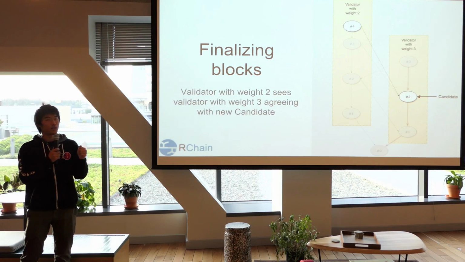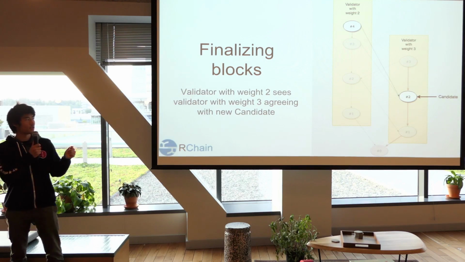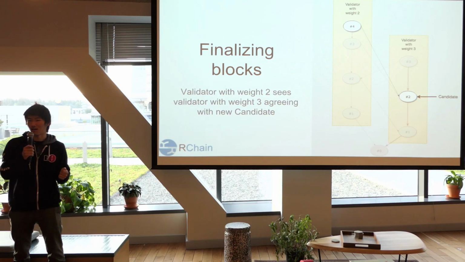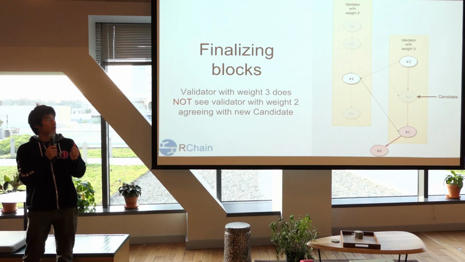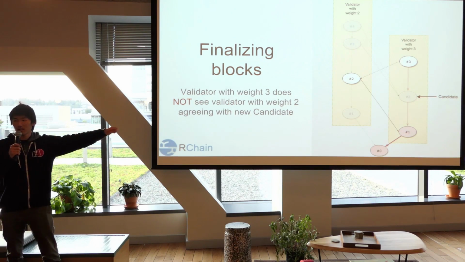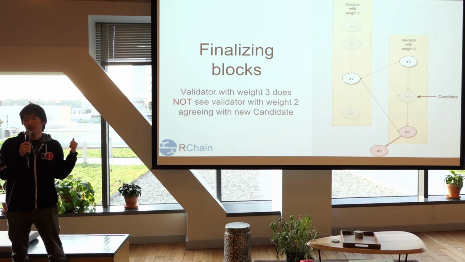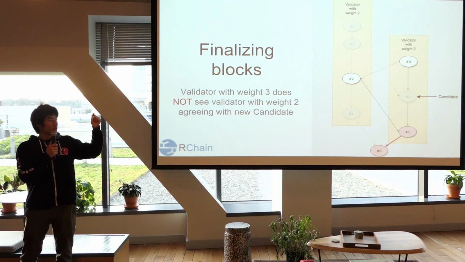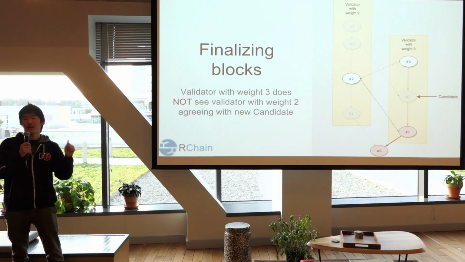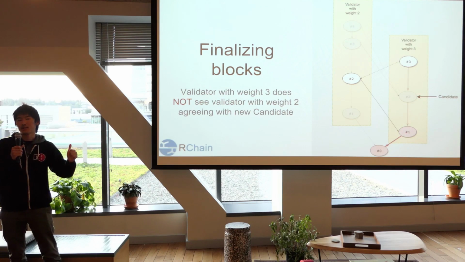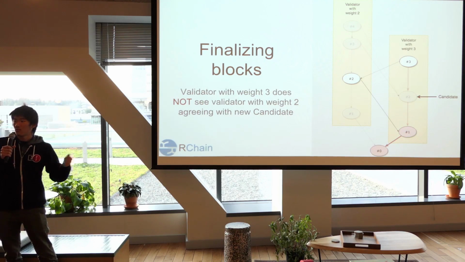We do this again, where the validator with weight 2 sees that the validator with weight 3 agrees with the candidate, and it does, because the candidate is the latest block that it saw. And then if we go backwards, this time it doesn't work out, because the candidate is that number 2 block, but the latest block that the validator with weight 3 sees points to a block that is below it. So we can't see that the validator with weight 3 sees that the validator with weight 2 is agreeing with the candidate. Because of this, we're not allowed to draw that line.